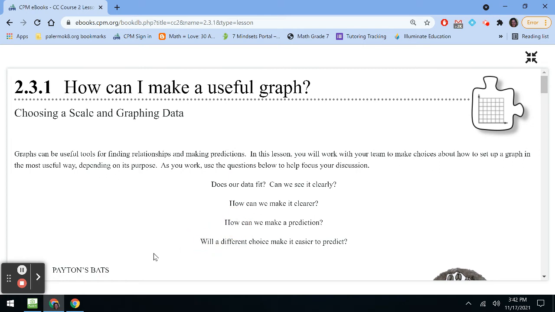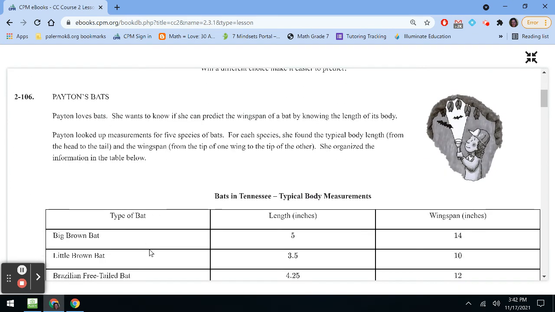So the first problem is 106, Peyton's bats. Peyton loves bats. She wants to know if she can predict the wingspan of a bat by knowing the length of its body. Peyton looked at the measurements for 5 bat species. So 5 species of bats. For each species, she found the typical body length from the head to the tail and the wingspan from the tip of one wing to the tip of the other. She organized the information in the table below.